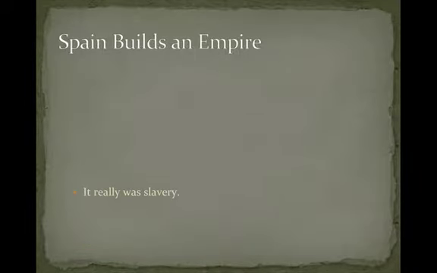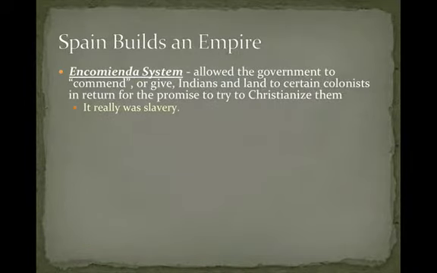Now, we're going to talk about Spain building an empire here in the New World. The first thing that we're going to focus on is something called the encomienda system. This is going to allow the government to, quote unquote, commend or give Indians and land to certain colonists in return for the promise to try to Christianize them. It was basically slavery, folks.